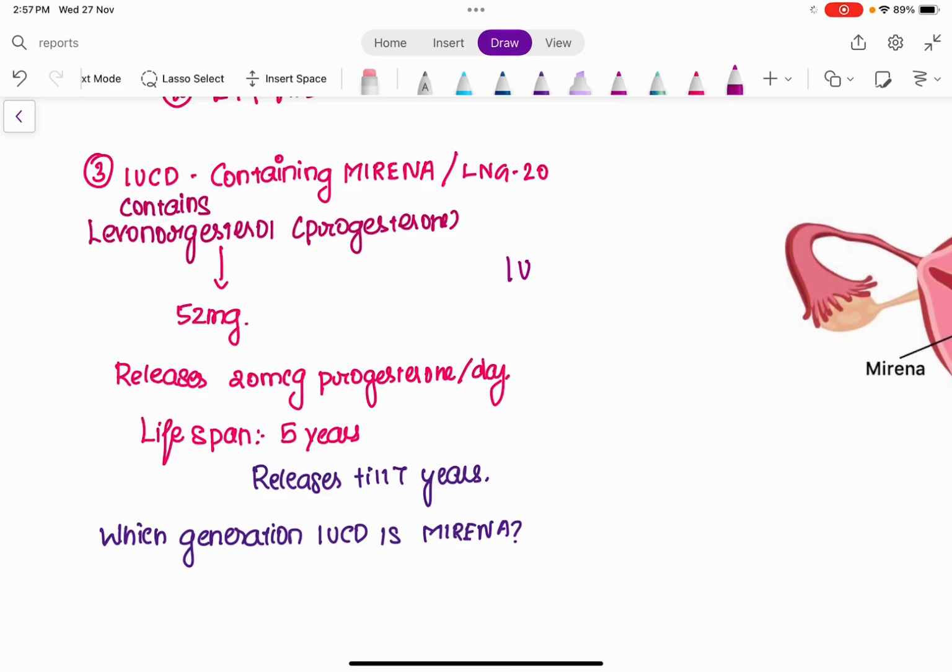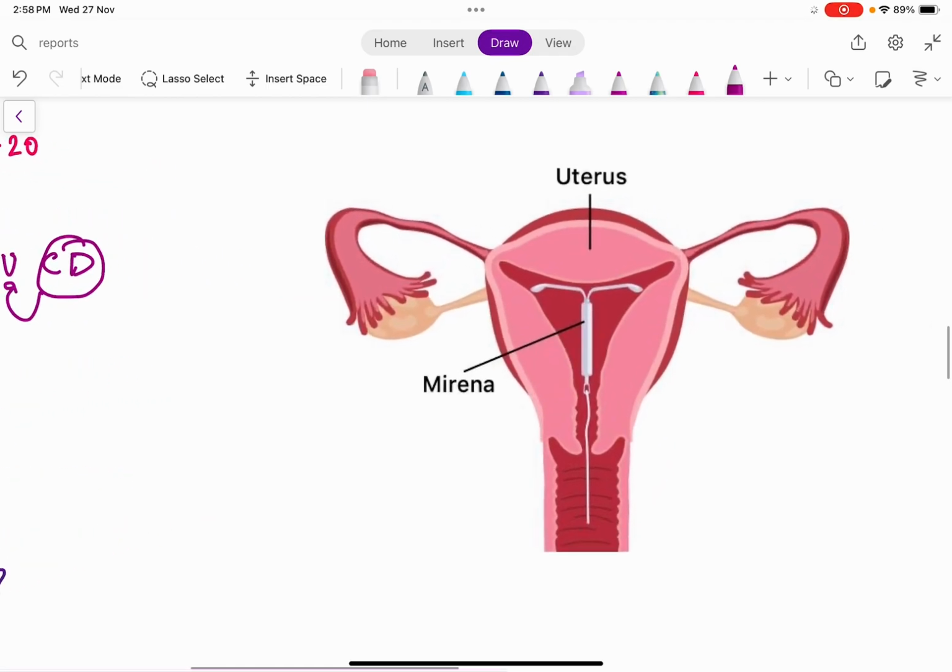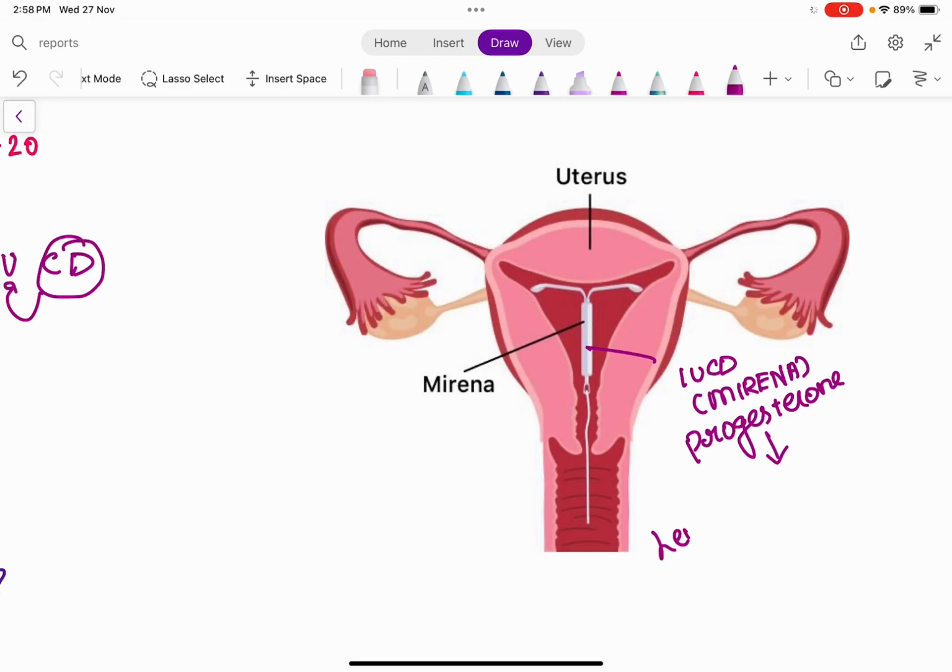So what do you mean by intrauterine contraceptive device? A device is going to be placed inside the uterus. As you can see in this image, this is the intrauterine contraceptive device called Mirena, and this is going to contain progesterone. And what is the progesterone contained in the Mirena? It is called levonorgestrel. So this is the levonorgestrel containing Mirena, and it is placed inside the uterus.